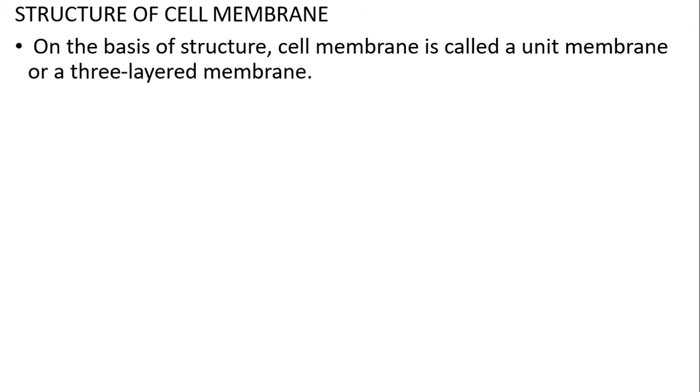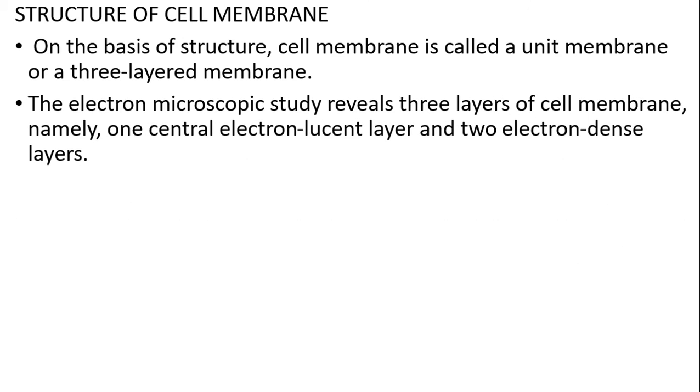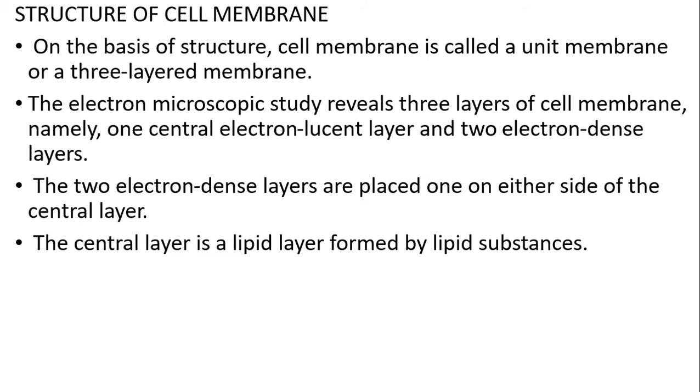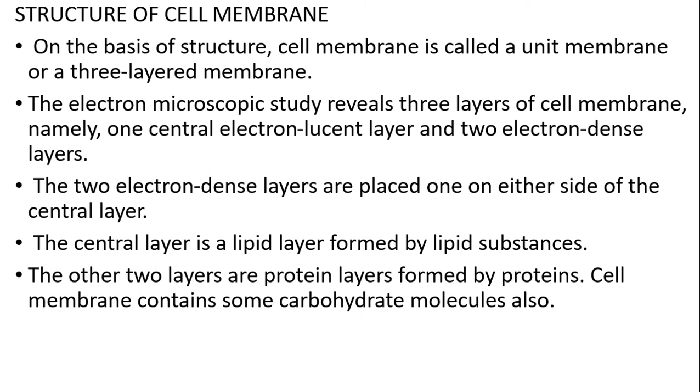Structure of cell membrane. On the basis of its structure, the cell membrane is called a unit membrane, a three-layered membrane. Electron microscopic study reveals three layers of the cell membrane, namely one central electron lucent layer and two electron dense layers. The two electron dense layers are placed on either side of the central layer. The central layer is a lipid layer formed by lipid substance. The other two layers are protein layers formed by protein.